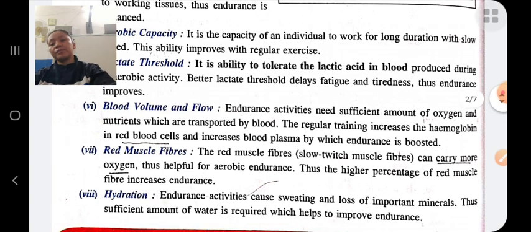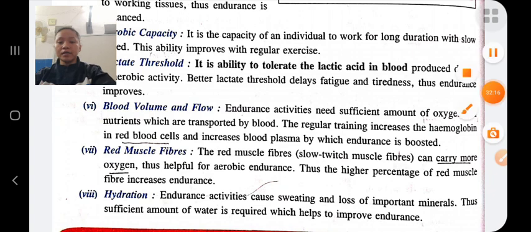Hydration means a sufficient amount of water. If we have a sufficient amount of water in our body, our endurance will be improved. These are some of the physiological factors that determine endurance.